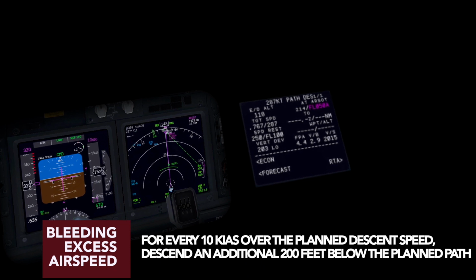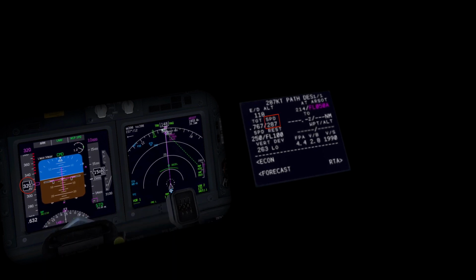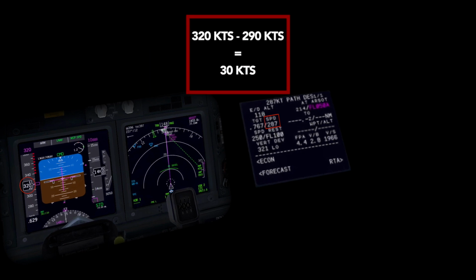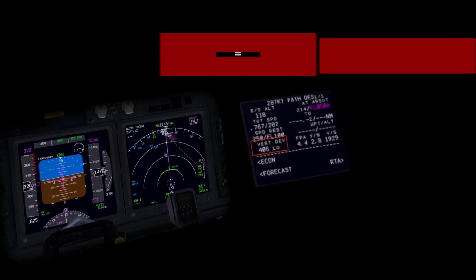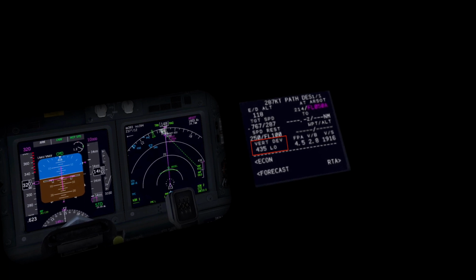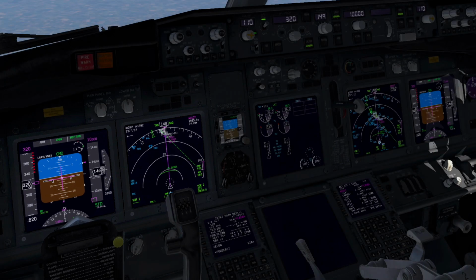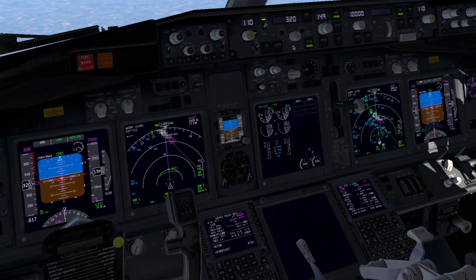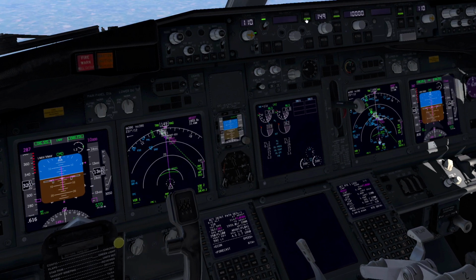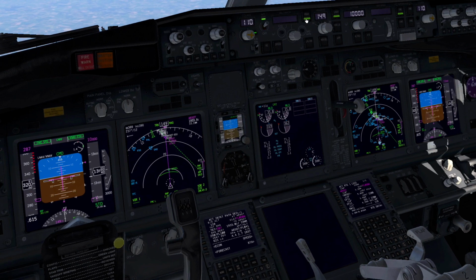So the rule of thumb is for every 10 knots of excessive airspeed, we need to be at least 200 feet below the desired path. So in this case, we have around 30 knots of excessive airspeed, so let's descend 600 feet below the path. So as we get closer to our desired altitude, which is 600 feet below the path, we can engage VNAV again. So let's press the VNAV button and see what VNAV is going to do.